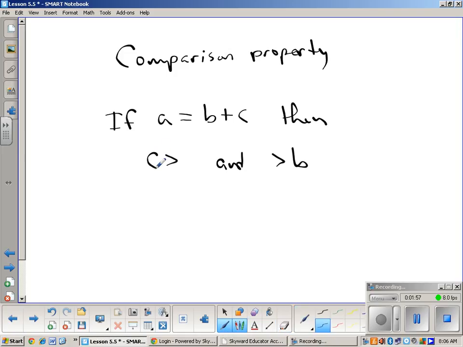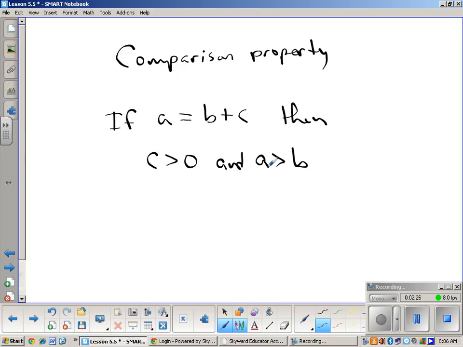C has to be bigger than 0. And A is going to be bigger than B. So we have a little rule on that, because we're talking about negatives, and the negatives will mess things up. We can throw some negatives in here, but we have to be careful with that.